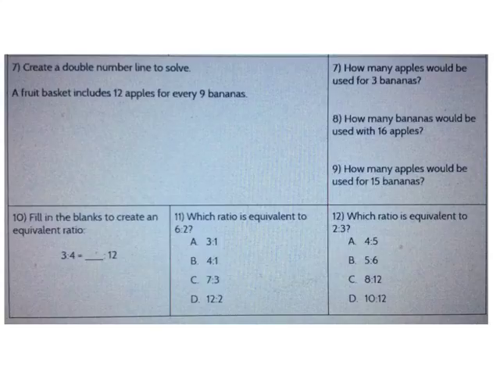Now let's do another example. Create a double number line to solve. A fruit basket includes 12 apples for every 9 bananas. What's the ratio of apples to bananas? The ratio of apples to bananas is 12 to 9. Can I simplify that ratio? Yes. What's the greatest common factor of 12 and 9? What's the largest number that I can divide both by? It's 3.